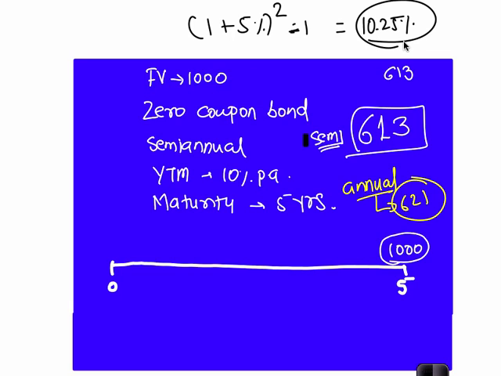Which means if you go to a bank and ask them what is the interest rate, they say 10%. But what is the frequency? If they say semi-annual, they are actually offering you 10.25% per annum. But if they say annual, they are offering you only 10%.